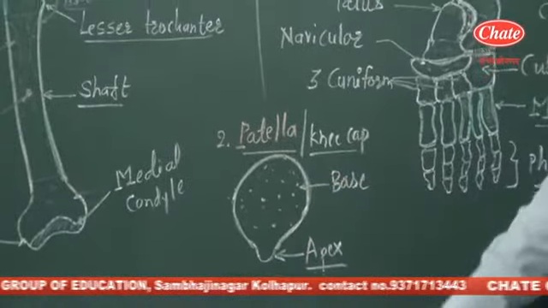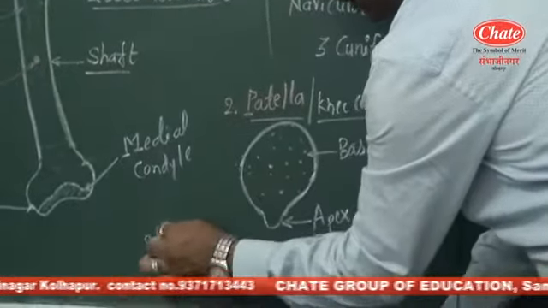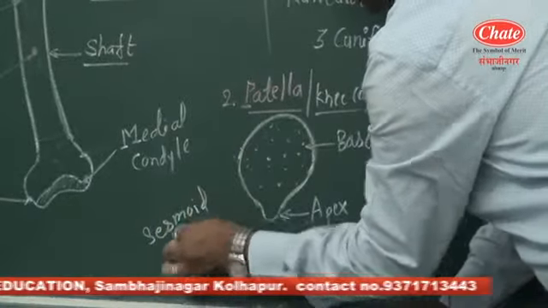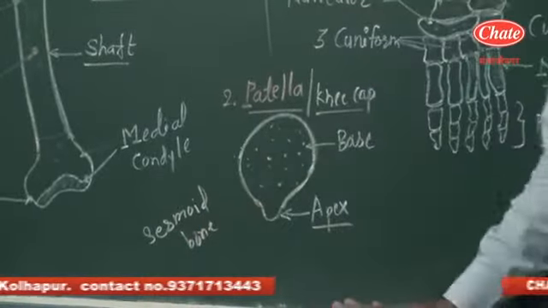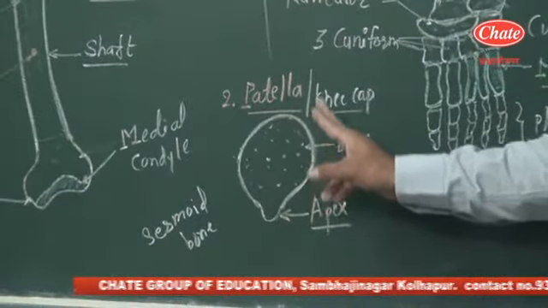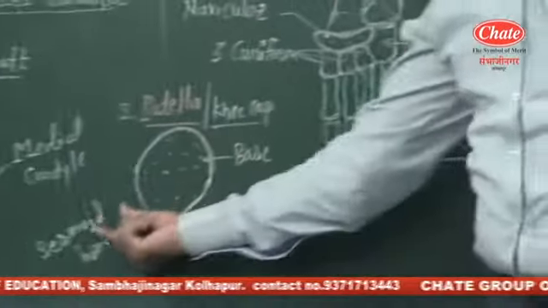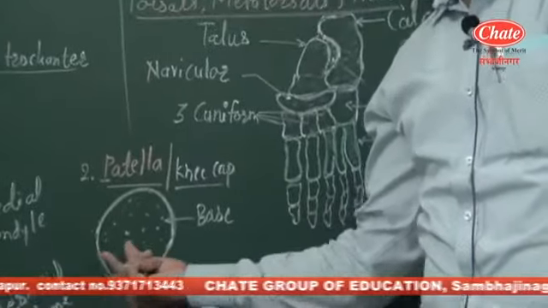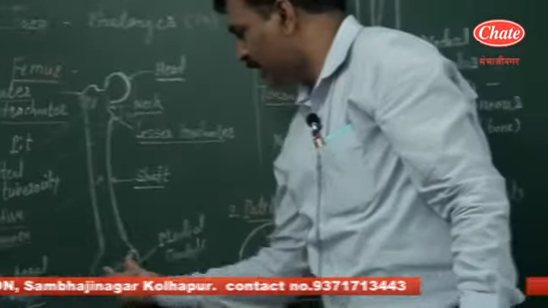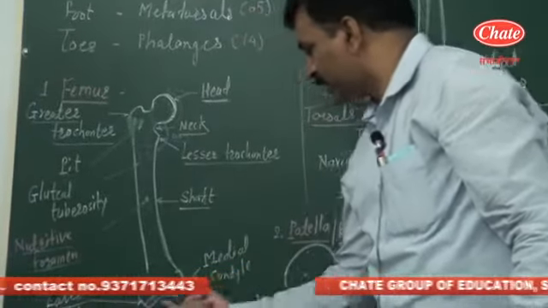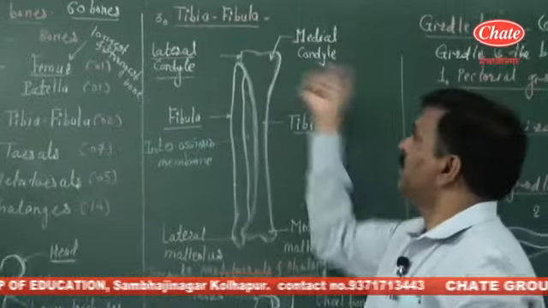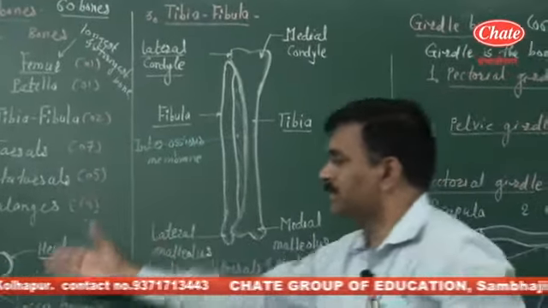Patella, it is a sesamoid bone. It is the most important point. Sesamoid bone means a bone which is made up by the ossification of a tendon. This means this bone does not consist of the Haversian system or osteons. It is made up by the ossification of a tendon, so it is a sesamoid bone. The patella is present at the anterior region of the lateral and medial condyles of the femur, as well as the lateral and medial condyles of the tibia. So this is about the femur.